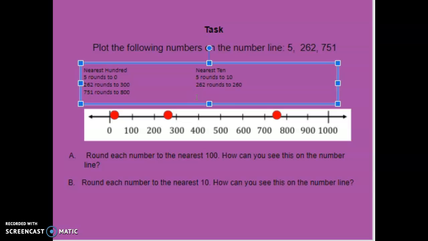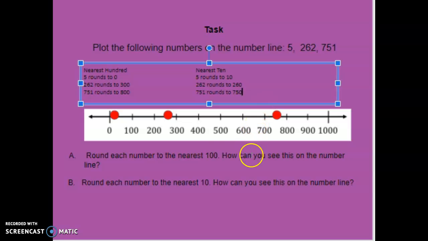Our next number is 751. So we're going to do the same thing. The 7 stays the same because we know that the numbers before the place value, we don't change. So 7 stays the same. We're going to look at that 5 in the tens place. So we're going to decide what two tens it's between. We know it's between 750 and 760. We're going to decide, is it closer to 750 or is it closer to 760? And we know that that 1 in the ones place only makes it 1 away from 750.